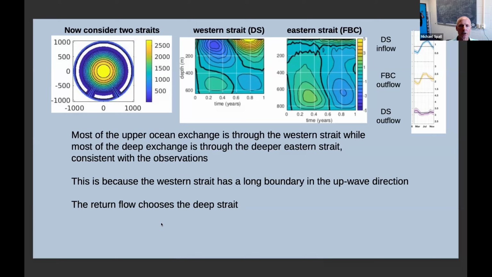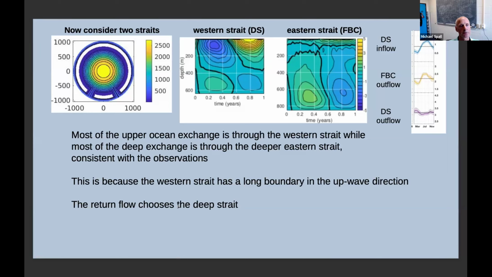And we see most of the deep exchange is here in the Fairbank Channel, and there's very little seasonal cycle in Denmark Strait. Most of the inflow is happening over here because this has got a very long boundary upstream in the shelf wave sense. This has only got a very short boundary. So relative to the length scale, that damping length scale, this one is long and this one's short. So we get all the inflow in the upper ocean here.